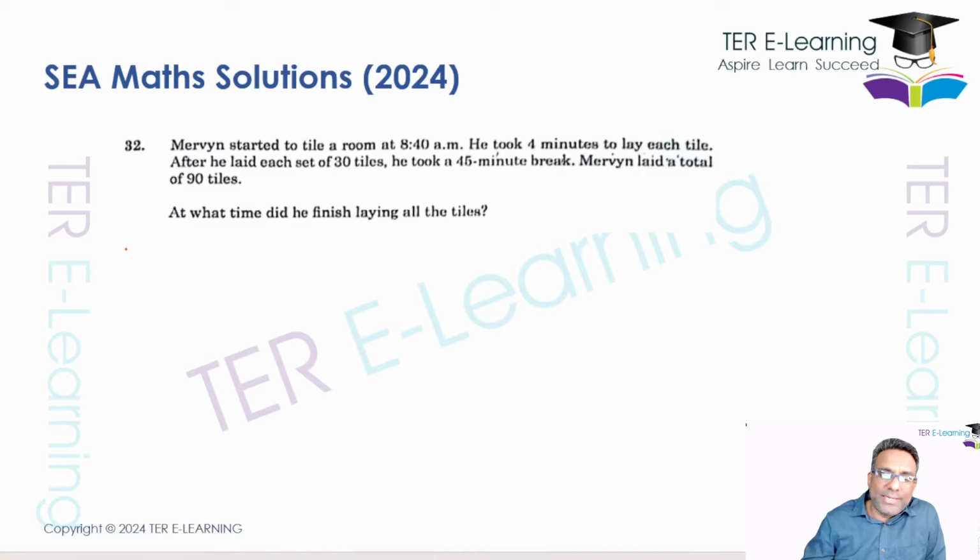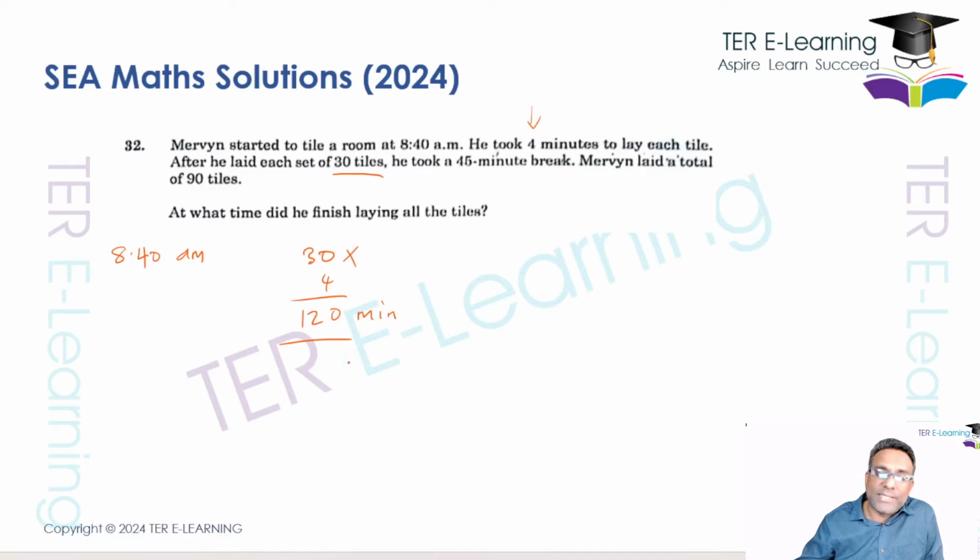So he's starting here at 8:40 a.m. That's when he started. Now let's look at this scenario carefully. He's taken 4 minutes for each tile, after he laid 30 tiles. So let's work out the time for 30 tiles: 30 multiplied by 4 minutes. 0 by 4 is 0, 3 4s are 12. So that's 120 minutes in order to lay these 30 tiles.